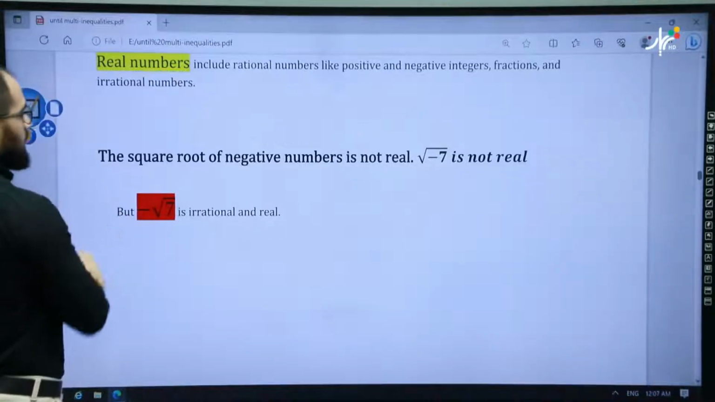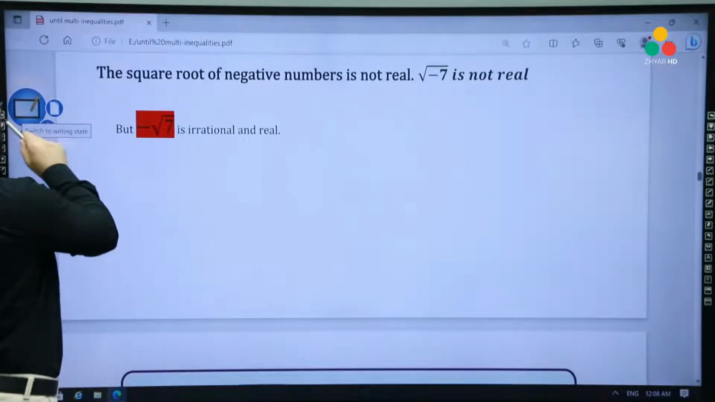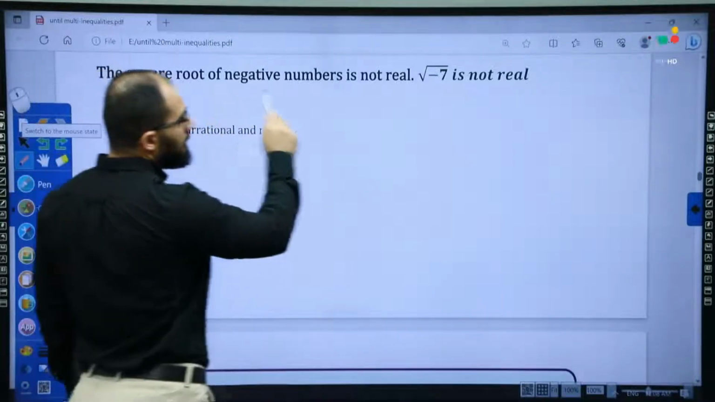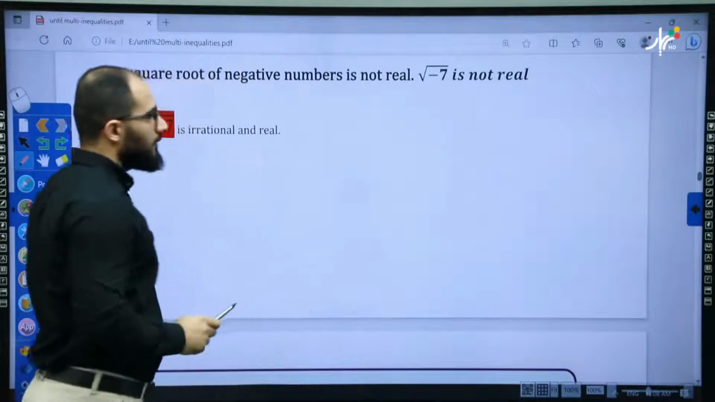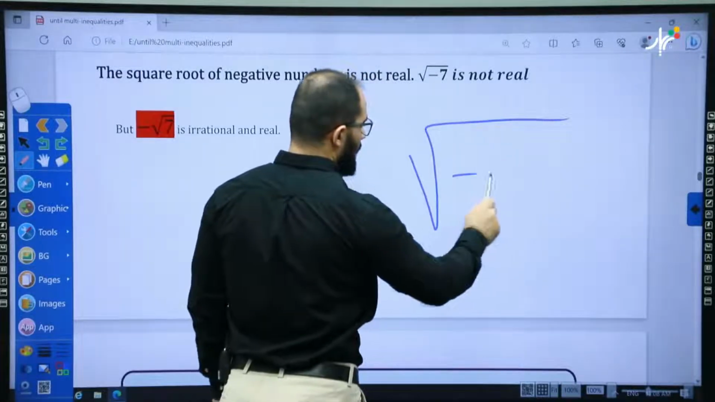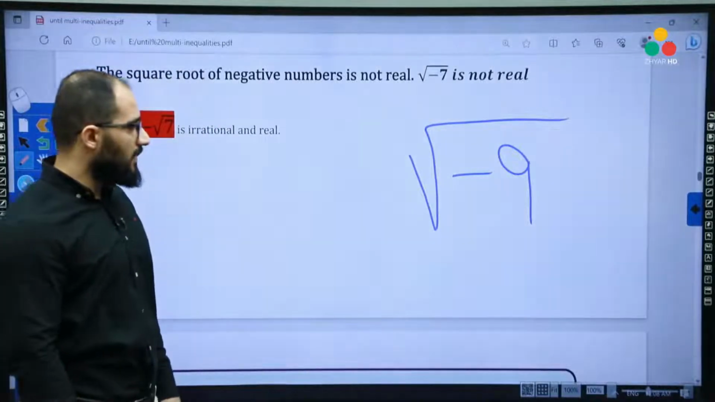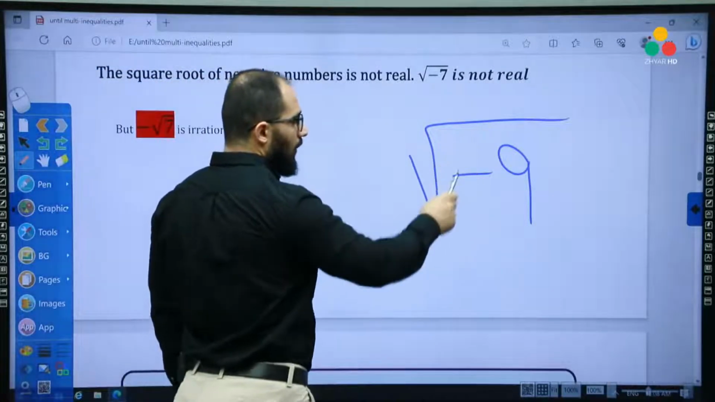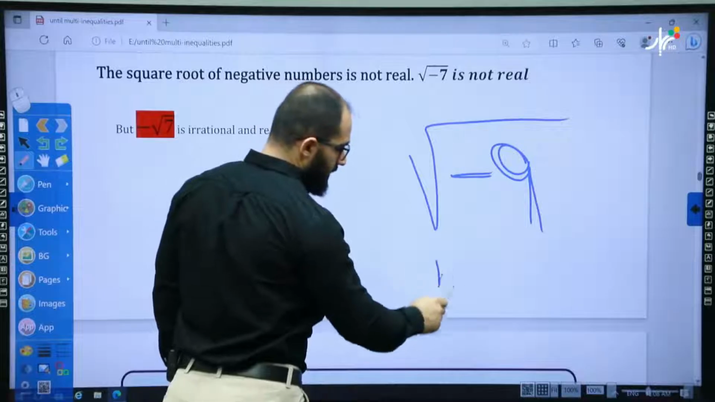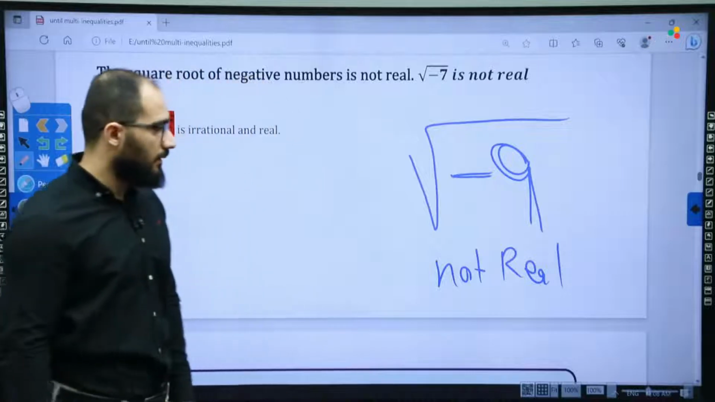So there is a very important note you have to be careful with, and we need it for the rest of the lesson. The square root of negative numbers is not real. For example, let's say we have the square root of negative 9. Because we have a square root and also a negative number, this number is not real.